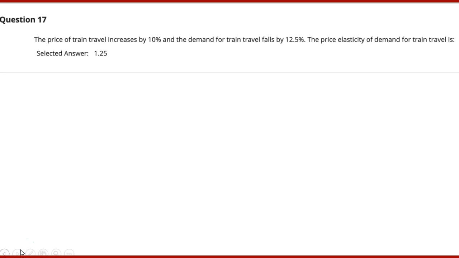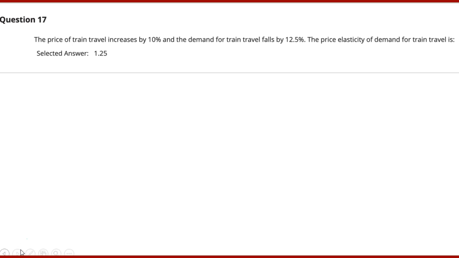So for example, here's a multiple choice question which says the price of train travel increases by 10% and the quantity demanded of train travel falls by 12.5%. The price elasticity of demand for train travel is, and then an answer has been selected, 1.25.